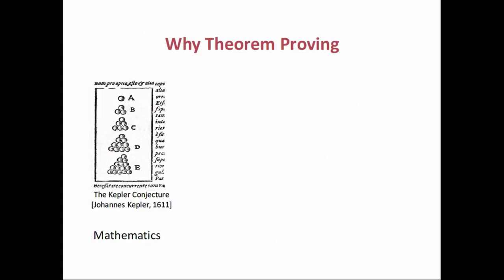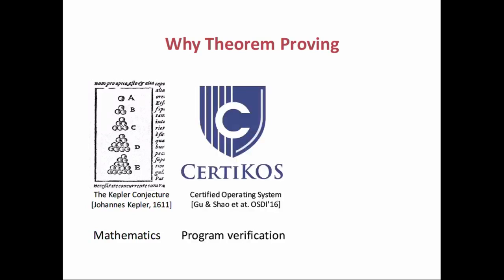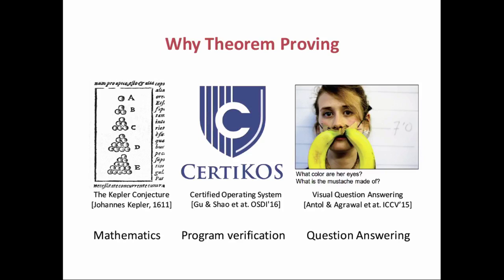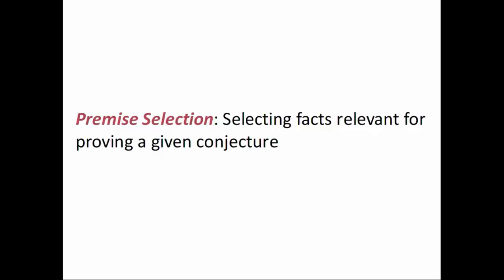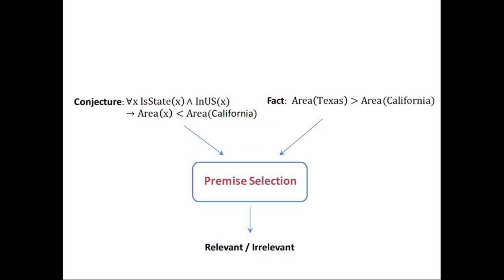Automated theorem proving is useful for many applications. For example, it can be used to prove mathematical theorems, to formally certify computer programs, and to answer questions in general. In this project, we focus on a subtask of theorem proving called premise selection. The goal is to select facts relevant for proving a given conjecture. We formulate premise selection as a binary classification task. Given a conjecture and a fact, we predict whether this fact is relevant to prove the conjecture.